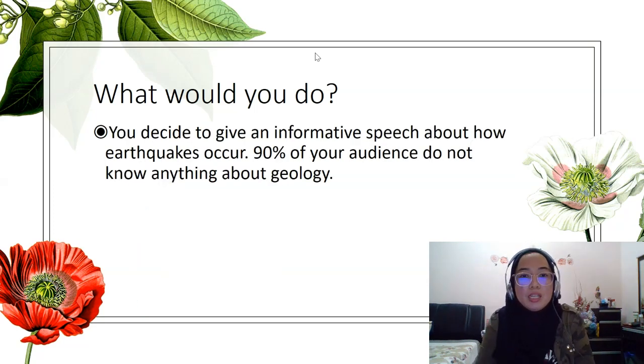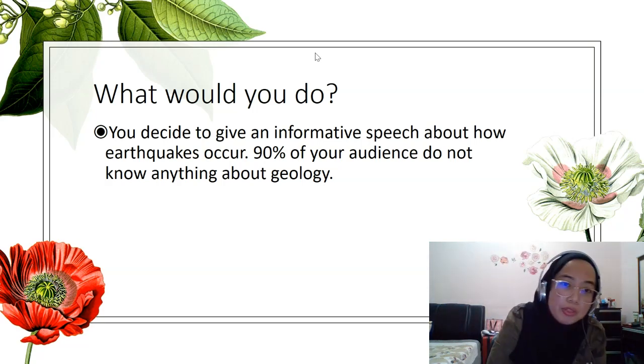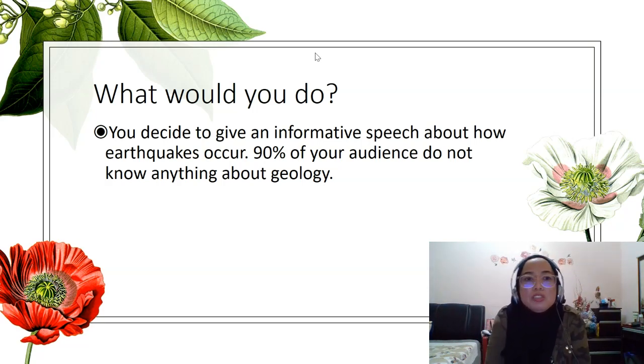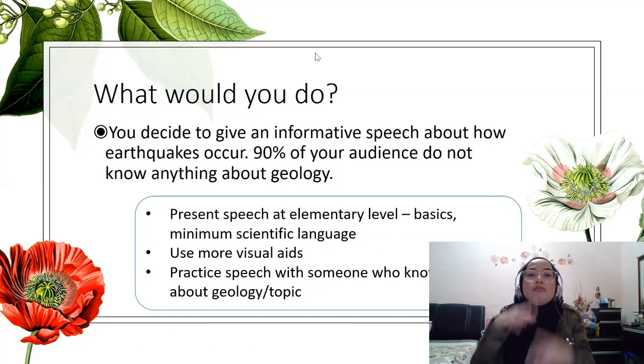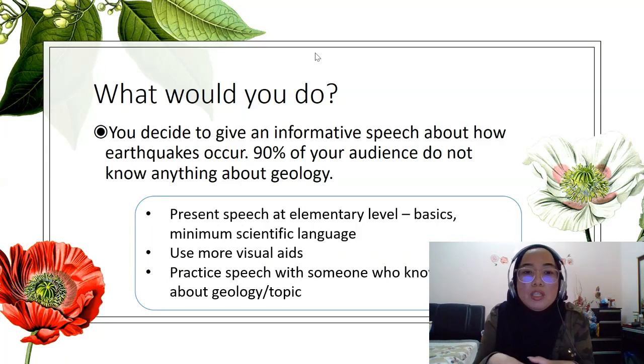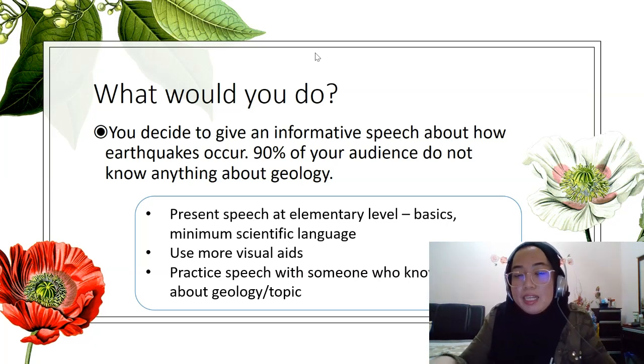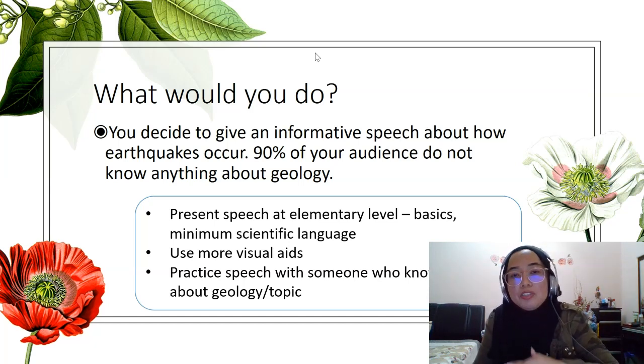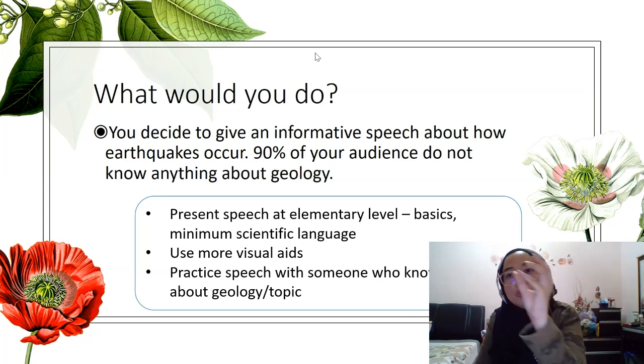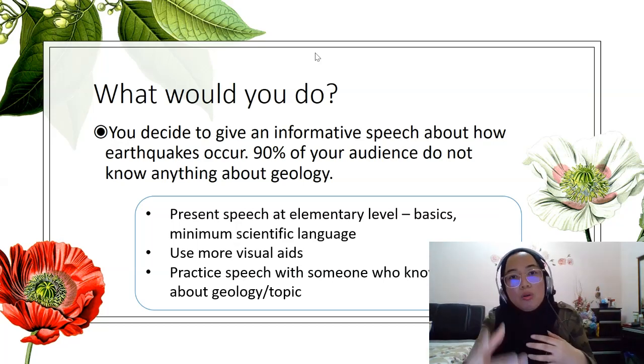Now, here we have a situation where you decide to give an informative speech about how earthquakes happen. 90% of your audience do not have any information about geology. So, what would you do? For this situation, you need to remember that you have to present at the basic and foundation level, and you have to avoid using jargon or scientific language. Instead, try to use more pictures and more visual information.